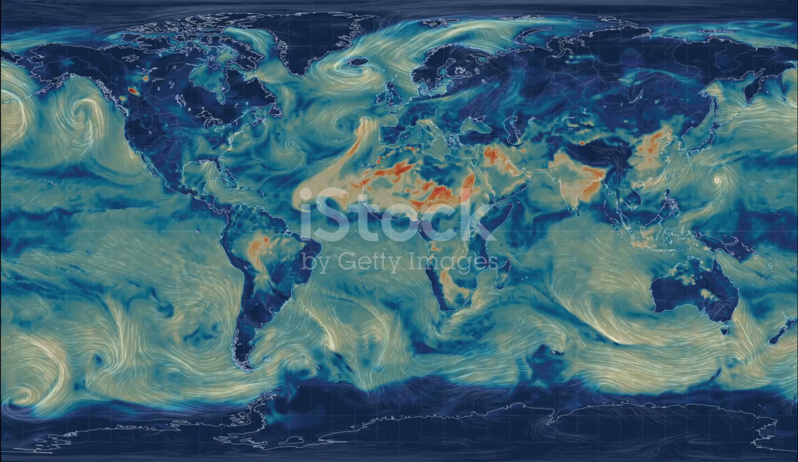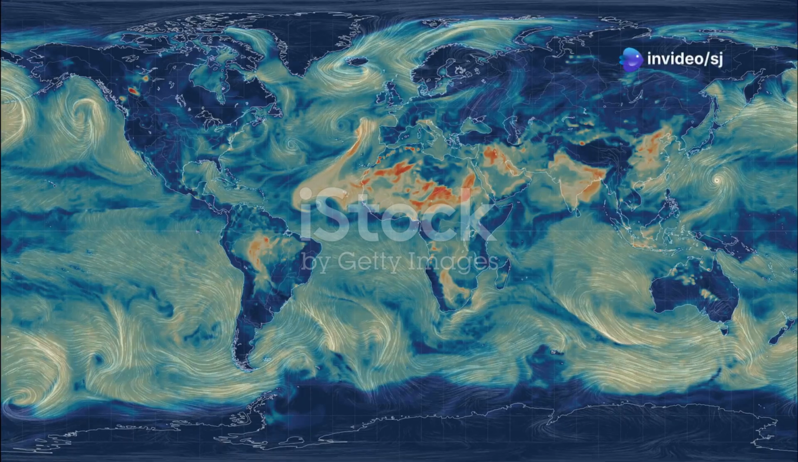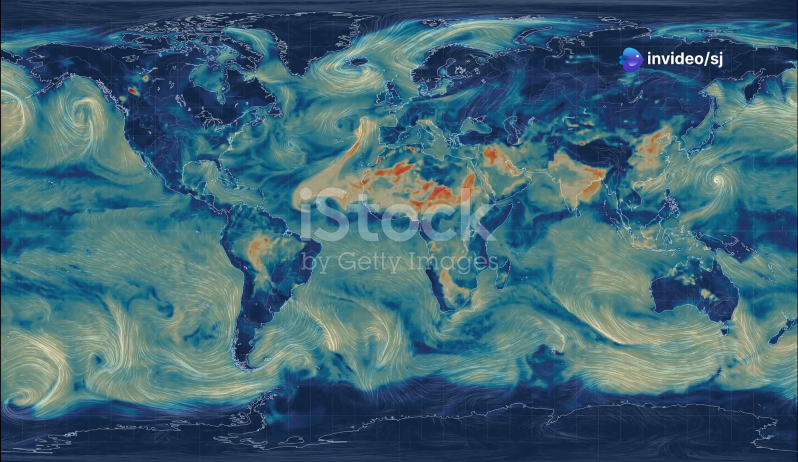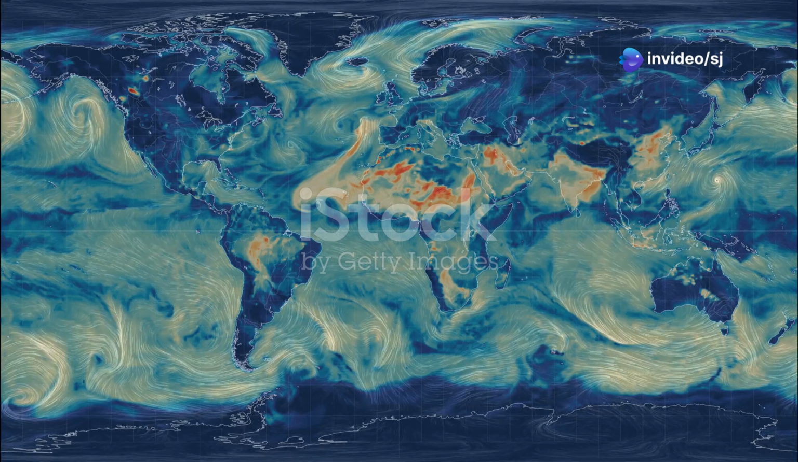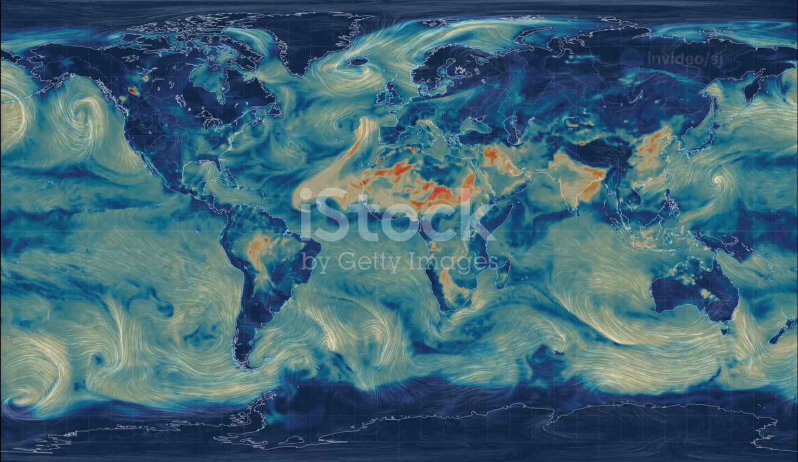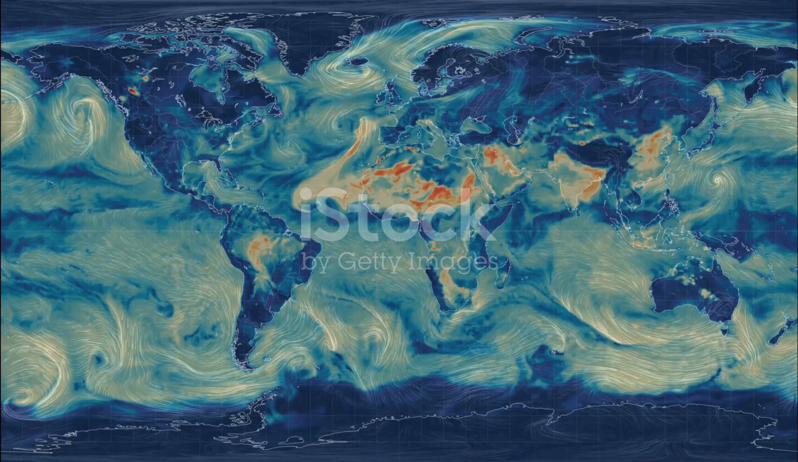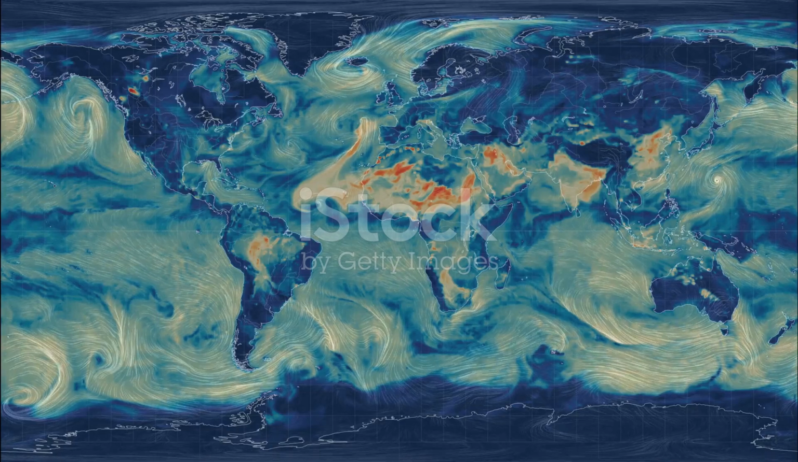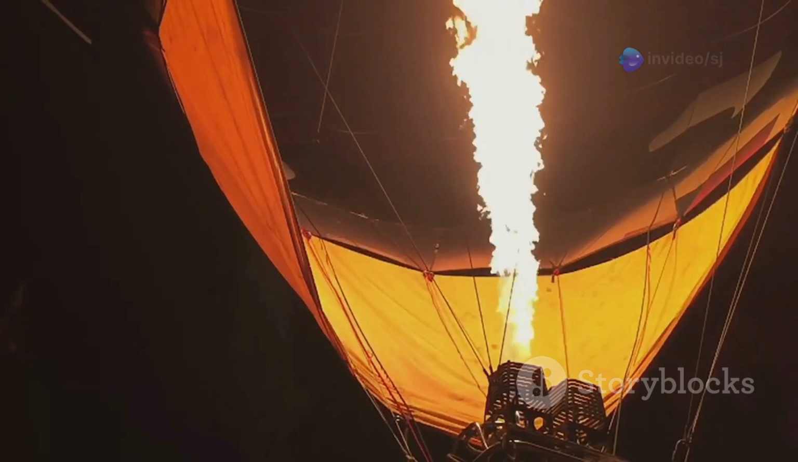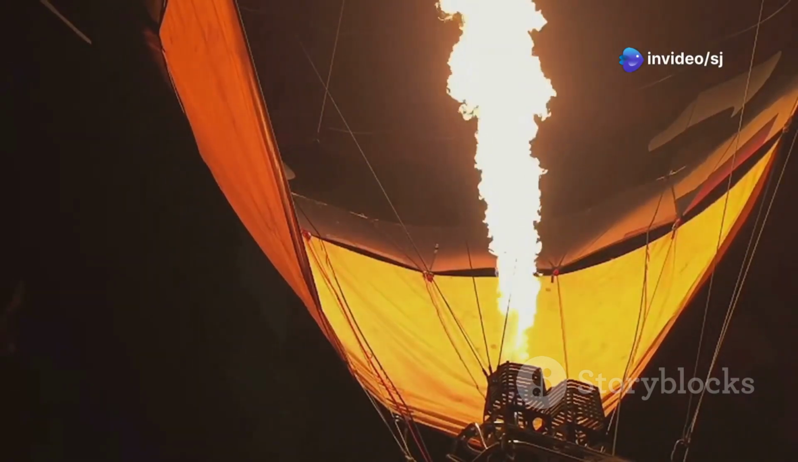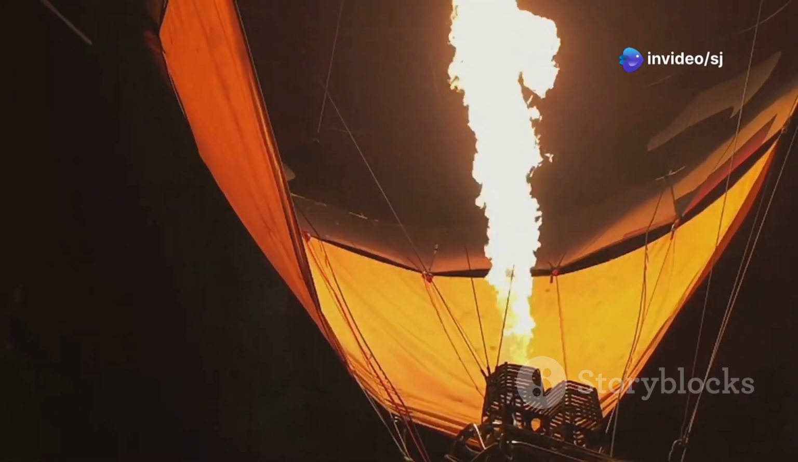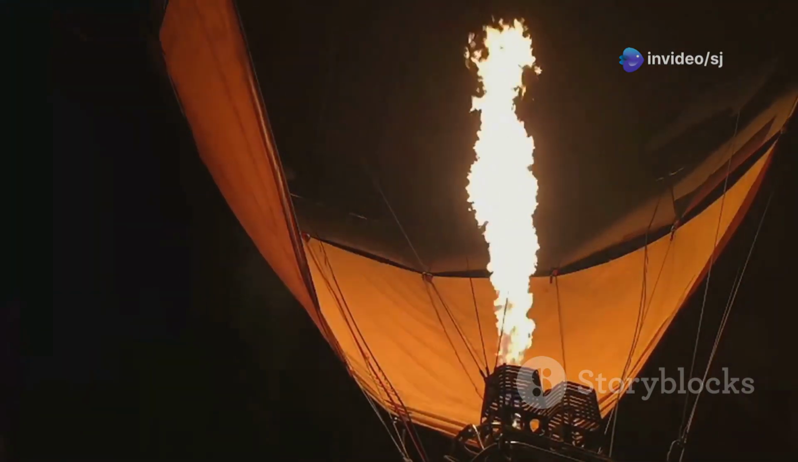When the sun heats the Earth's surface, it warms the air above it. This warm air, being less dense, rises into the atmosphere. As it ascends, it cools and eventually sinks back down, creating a cycle. This cycle is what we know as convection currents. Warm air rises, creating areas of low pressure, while cool air sinks, creating areas of high pressure. This difference in pressure is what generates wind.